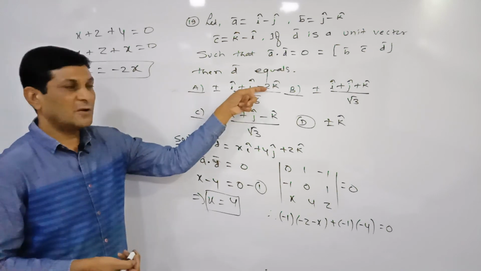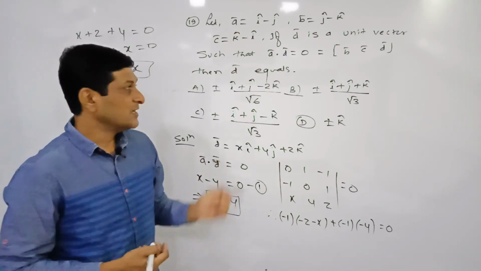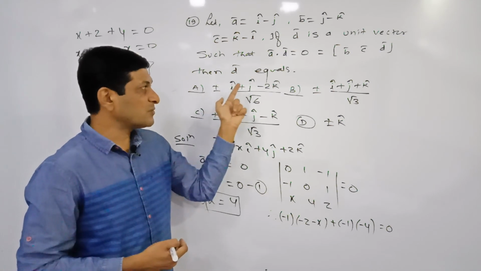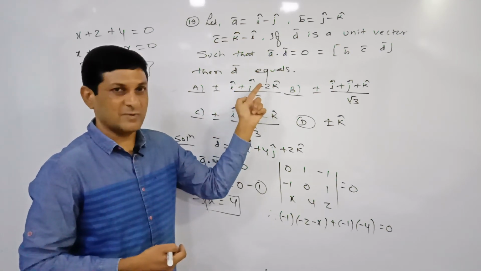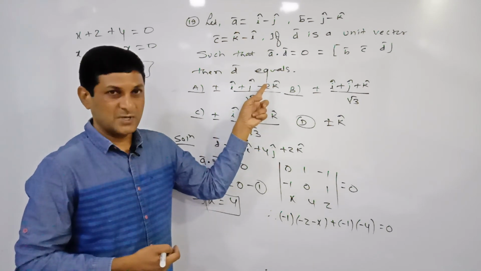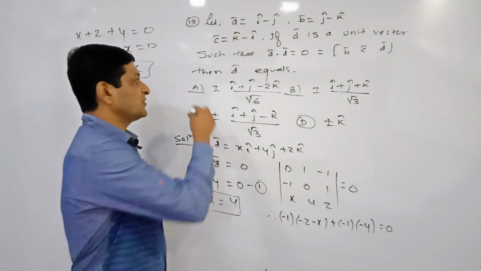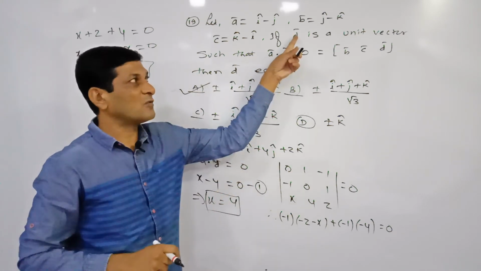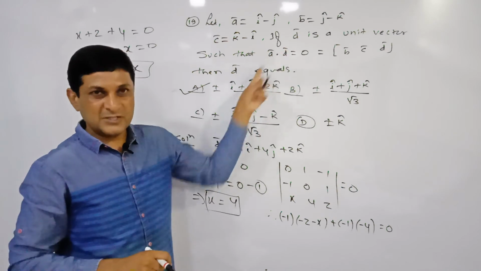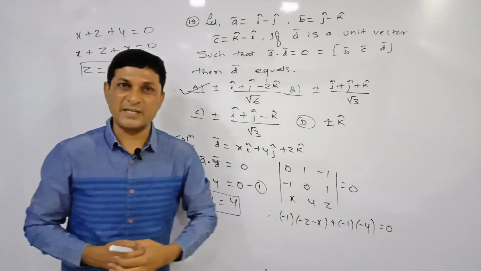Now let us try to find out its magnitude, because we are finding the unit vector. So what is the magnitude? Under root 1 square plus 1 square plus minus 2 square. 1 plus 1 is 2, plus the square of minus 2 is 4, so 2 plus 4 is 6, so root 6. So this will be the unit vector along d bar, or this will be the required value which satisfies all the conditions in this example.